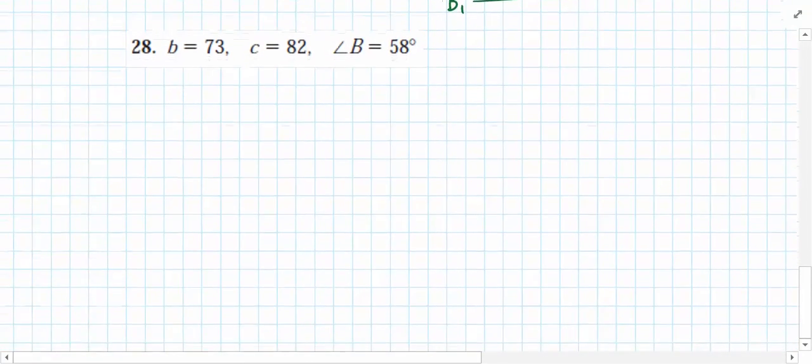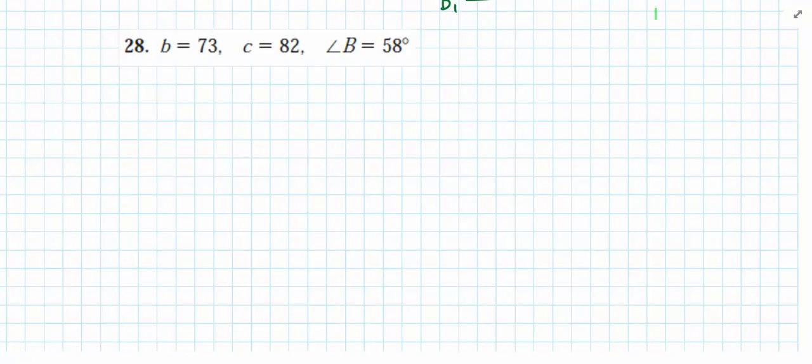Number 28 is going to be omitted from today's notes due to the length of the video so far, but I think you should be able to try this on your own and check your solution against my sample solution tomorrow in class. Please let me know if you have any questions as we move forward.